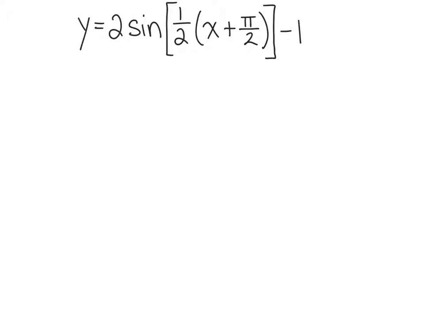Okay, then if you have to describe a transformation or create one or graph one, let's just quickly sum up k, a, d, and c, and then we're done. Okay, so here's our a value. So that's saying our amplitude is 2. So that's the difference from the equation of axis to the max.